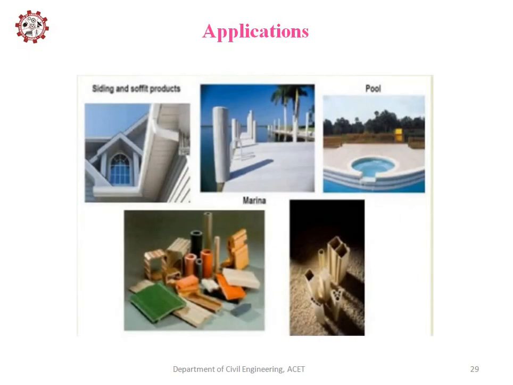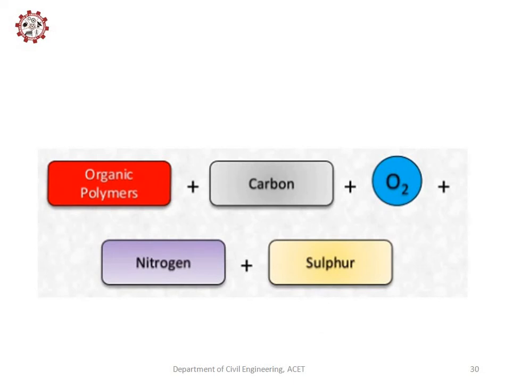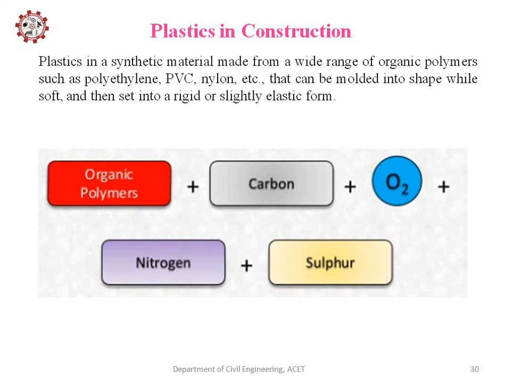So sliding and soffit products, marina where the decks are there, then pools. If you can see, for small composite materials are used. So plastics in construction. So what is the plastics?